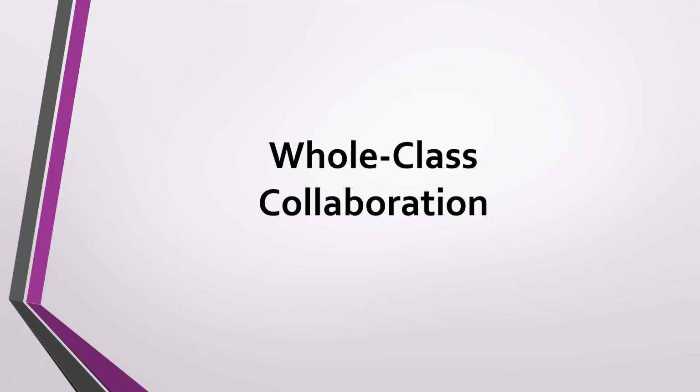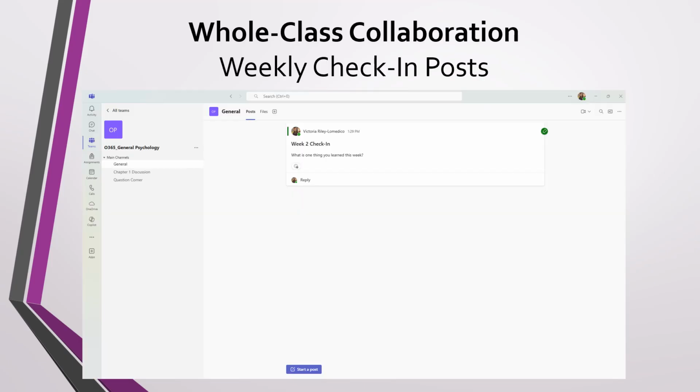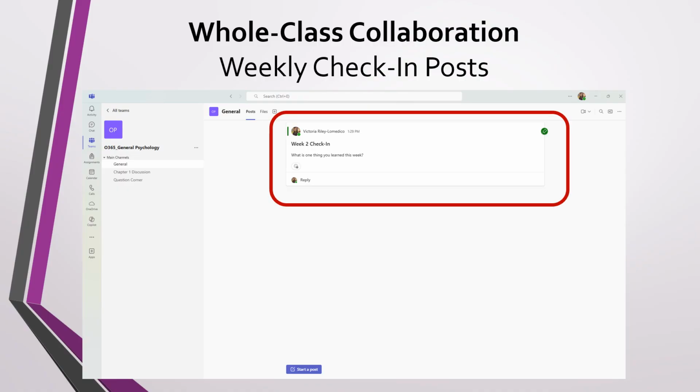First, we will start off by looking at examples of whole class collaboration. One way to build in whole class collaboration is by having weekly check-in posts. Instructors can use the general channel to post these weekly check-ins and ask questions like, what's one thing you've learned this week? These prompts help students reflect and stay engaged with the course content.